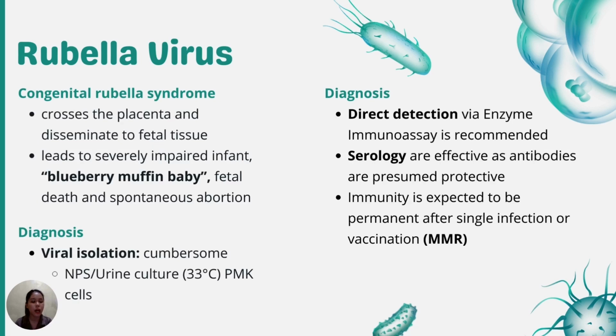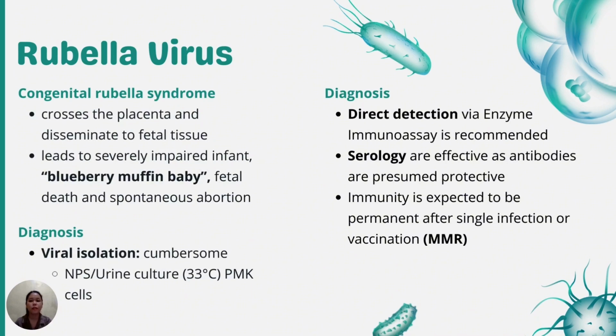or kaya naman mag-urine culture tayo under 33 degrees Celsius gamit yung primary monkey cells. Aside from that, ginagamit din yung enzyme immunoassay kung saan ito ay yung direct detection natin ng virus. At bukod doon, gumagamit din tayo ng mga serological testing which is used sa mga mother para makita nga kung may infection ba sila nitong rubella virus kasi baka nga magkaroon ng CRS yung baby. Bukod doon, meron din tayong MMR vaccine kung saan available ito. Kasama ng MMR yung mumps, measles, and rubella.